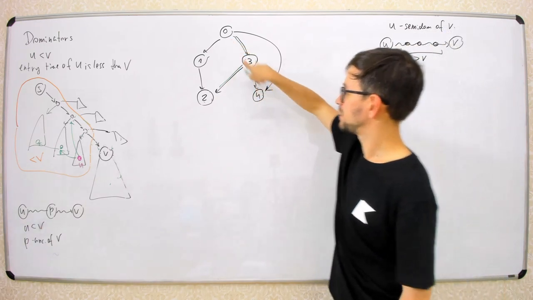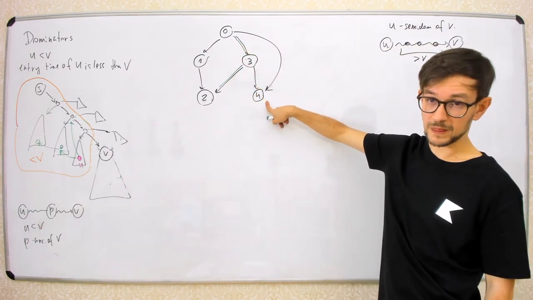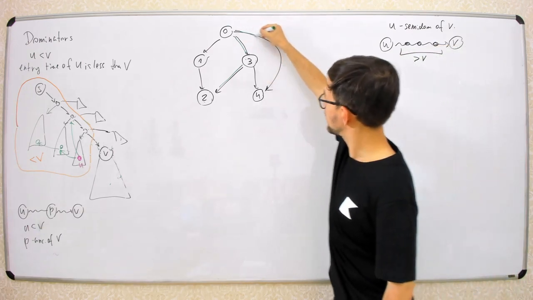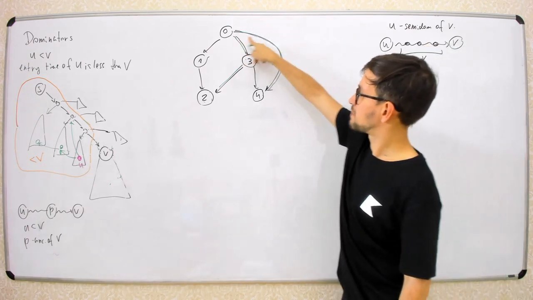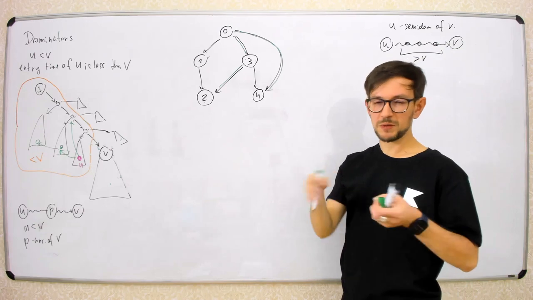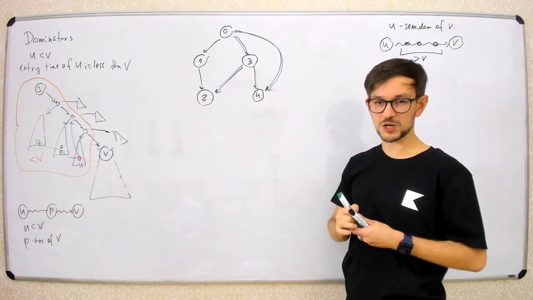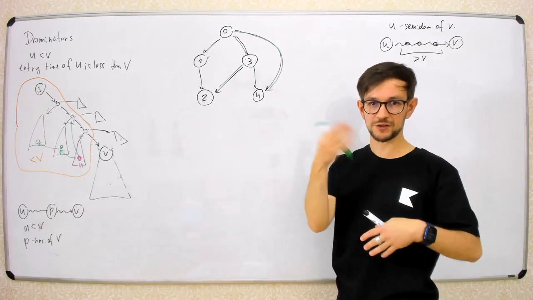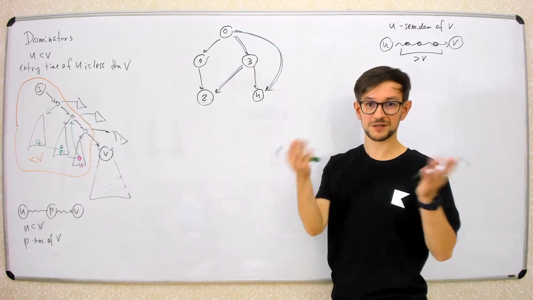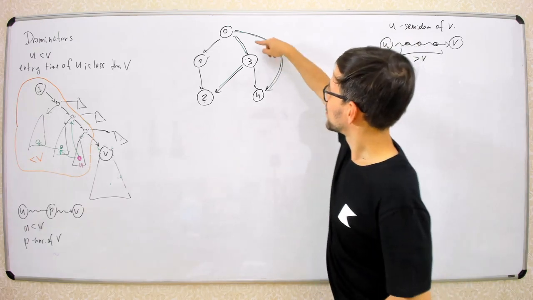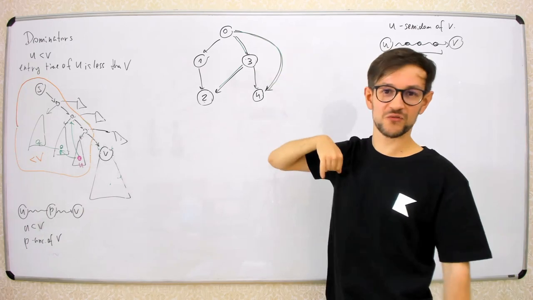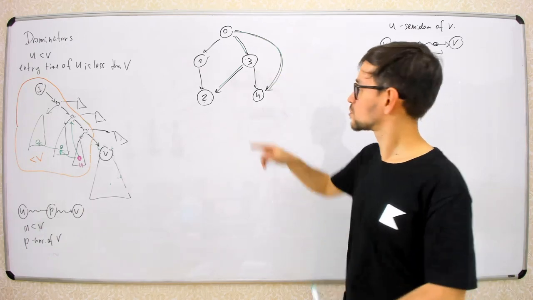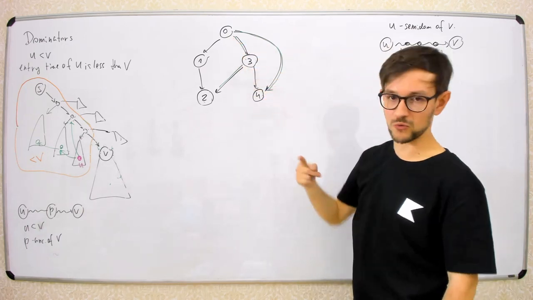0 is also a semi-dominator of 4, because we can use this path. And in this path, there are no middle edges or middle nodes. So just by definition, all the middle nodes are greater than 4, because it is an empty set. There are no nodes, so it's true. So 0 is actually a semi-dominator of 4.